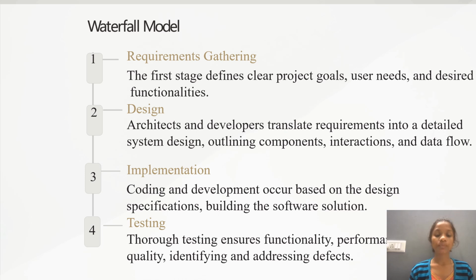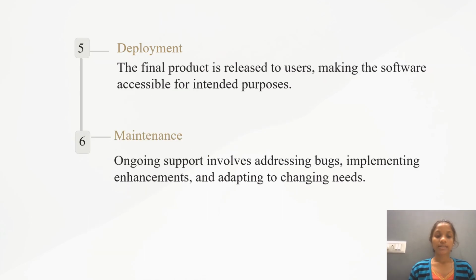And next is testing. Thorough testing ensures functionality, performance, and quality, identifying and addressing defects. So in this phase, we'll test the product we have built using those steps: requirements gathering, design, and implementation. We'll test whether it is working properly or not. Next is the deployment. The final product is released to users, making the software accessible for its intended purpose.